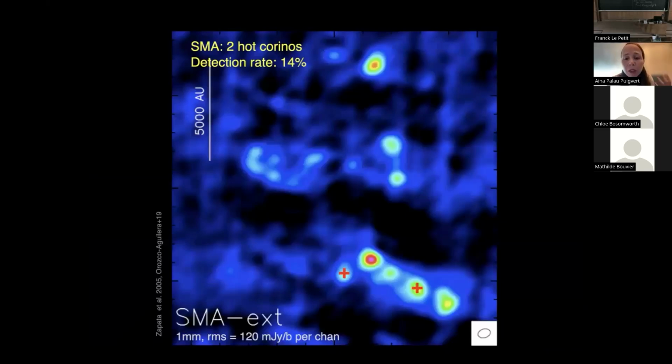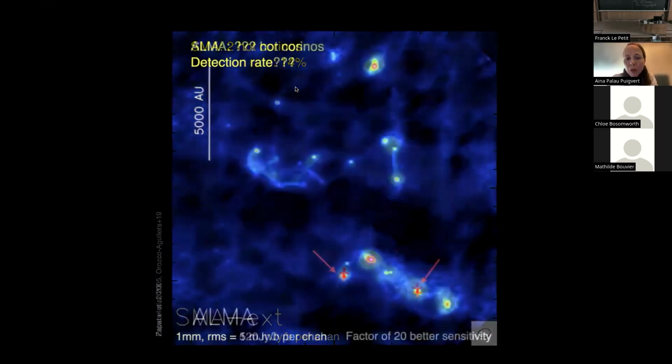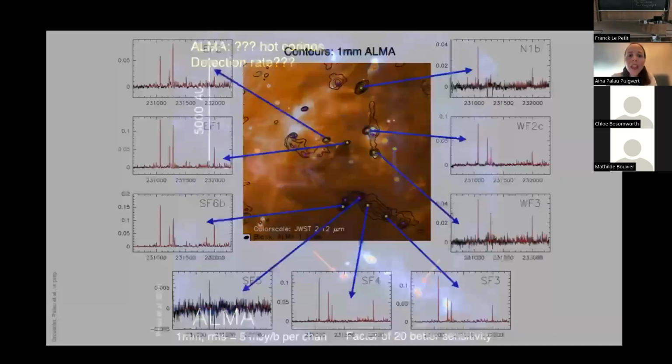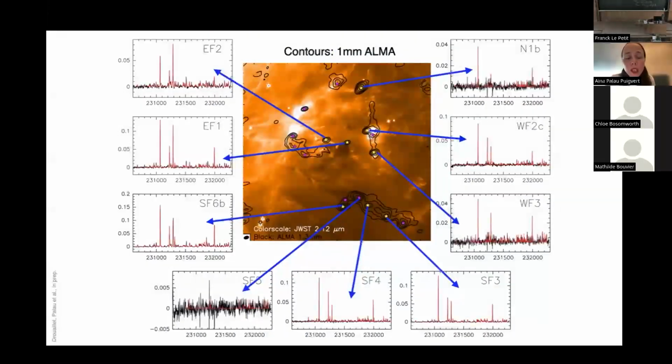So in these previous interferometer observations with the Submillimeter Array, there were already two well-known hot corinos. So the detection rate with the previous interferometers was 14%. So our question now is, what is the detection rate with ALMA if we increase the sensitivity by a factor of 20? And the result is here. We obtain a spectrum for each continuum protostellar source. And we found complex organic chemistry in 9 of them.